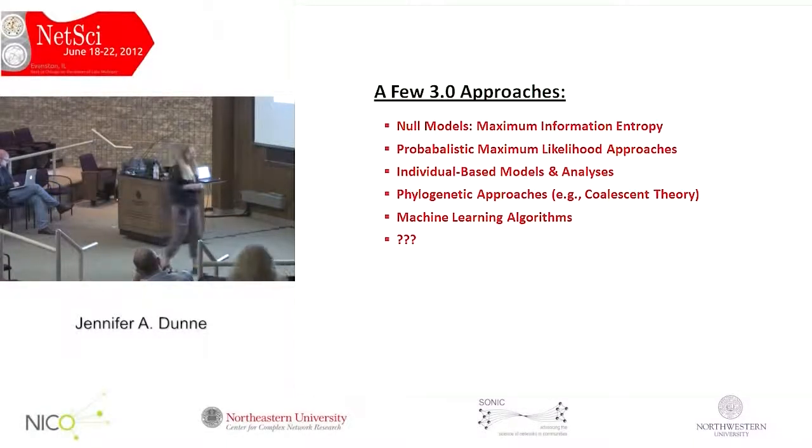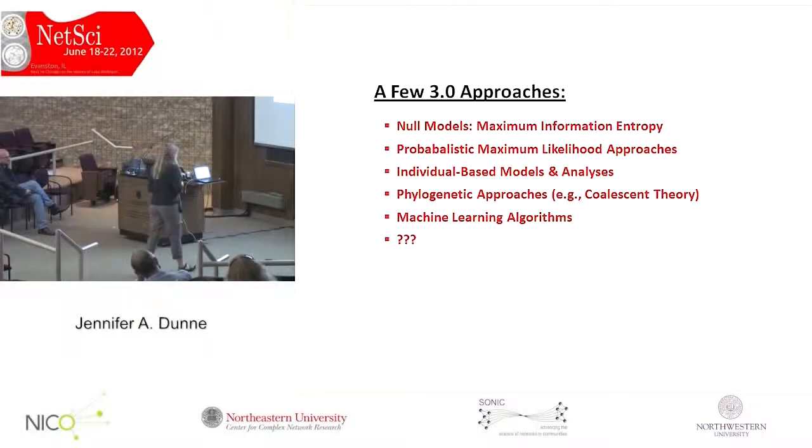There's also people starting to do individual-based models and analysis, again going along with the data issue that I brought up. And again, I think there's a lot of very interesting connections to some of the work that Ian is doing in his lab in terms of those nice predator-prey interactions that they're starting to look at. There's phylogenetic approaches, I think, that are very interesting, things that involve coalescent theory and just how you incorporate phylogeny and evolutionary relationships into analysis and modeling.